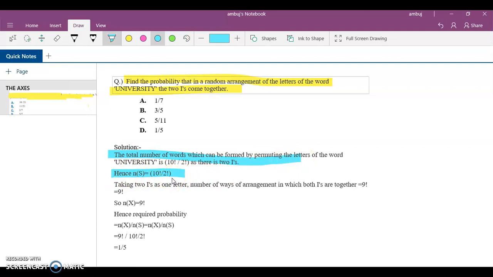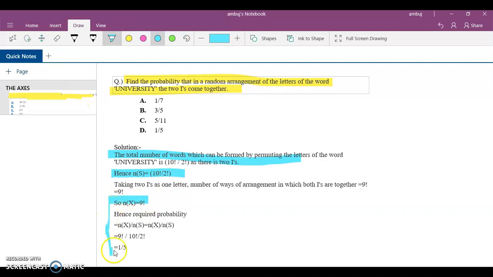Now it's been stated that you have 10 spaces and 2 spaces are occupied by I. So for the rest you have 8 spaces. In those 8 spaces the letters can be arranged in how many ways? That is exactly 8 factorial. But here we will consider both the I's as a single letter, as they should be kept together as stated in the question. So the number of ways of arrangement will be 9 factorial, because those 8 spaces and both the i's together as a single unit make 9. So our nx will be 9 factorial.